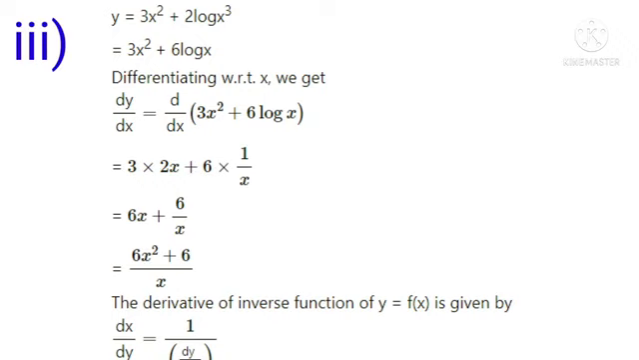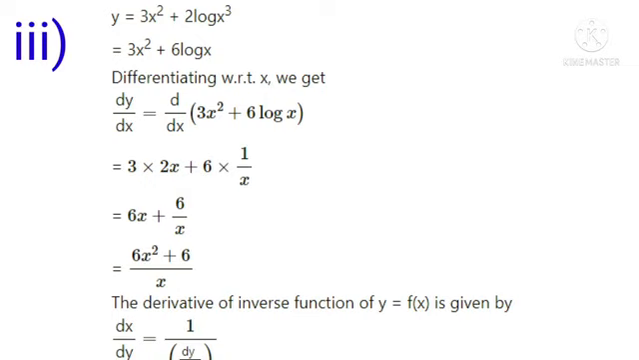Now differentiate with respect to x. We get on the left hand side dy by dx is equal to d by dx of 3x square plus 6 log x. Here we give derivative to each function, that is d by dx of 3x square plus d by dx of 6 log x. What is the derivative of 3x square? 3 constant term as it is. Derivative of x square is 2x plus 6 as it is.